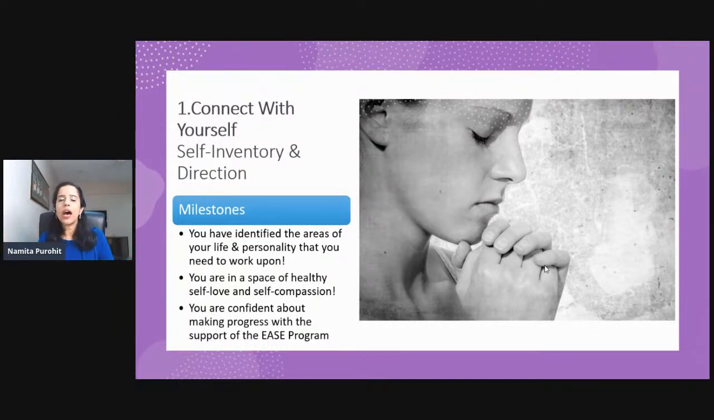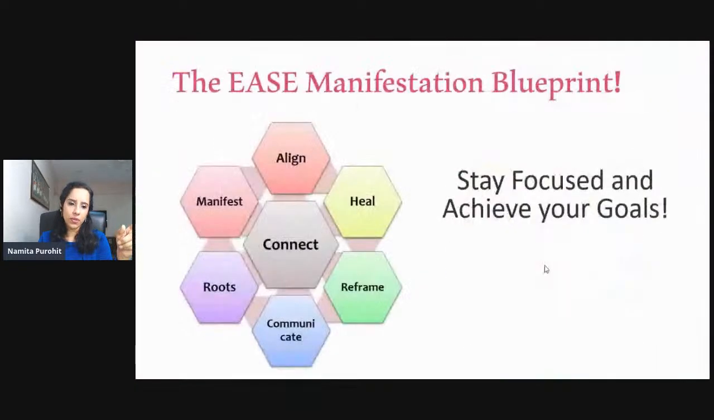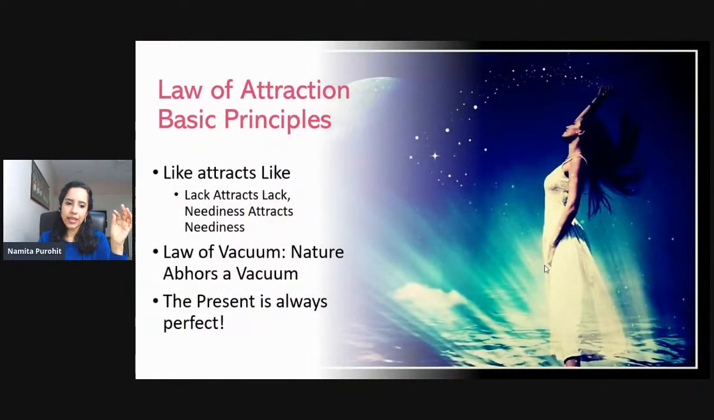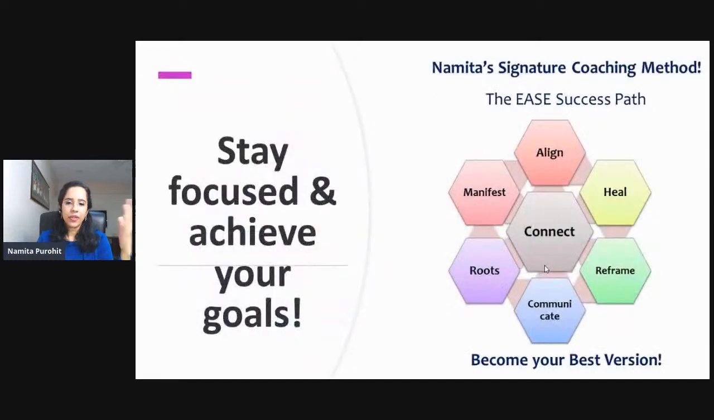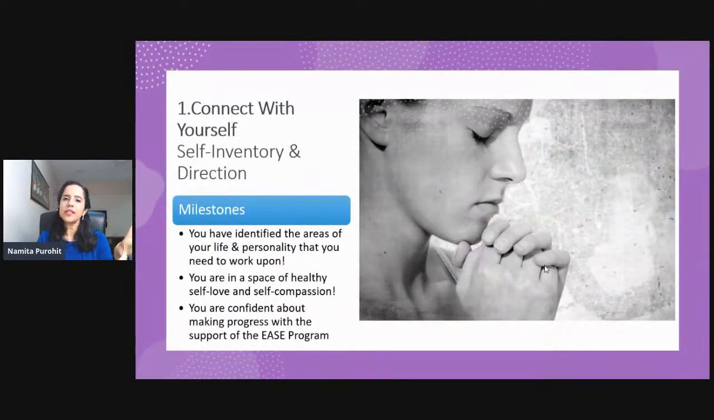So you learn about how self-partnered you are, and the more self-partnered you get, the more connected you are with your own self, the more self-actualized you are, the better you get at those three laws that we talked about here, right? Like attracts like, nature abhors a vacuum, the present is always perfect. We want you to come to that stage through all of these things and a lot more. There's a lot more that is going to happen than just law of attraction and manifestation in ease, right? So that's the first stage.